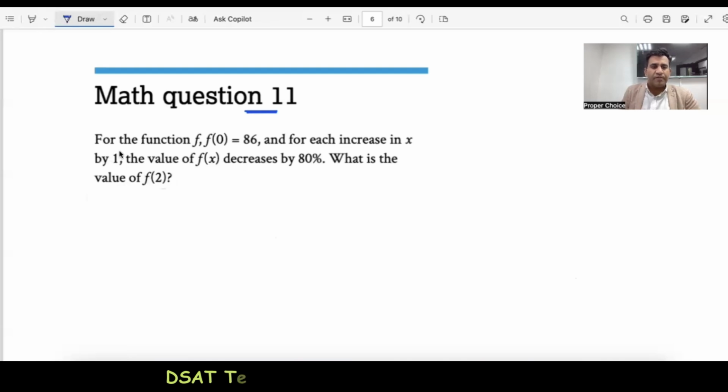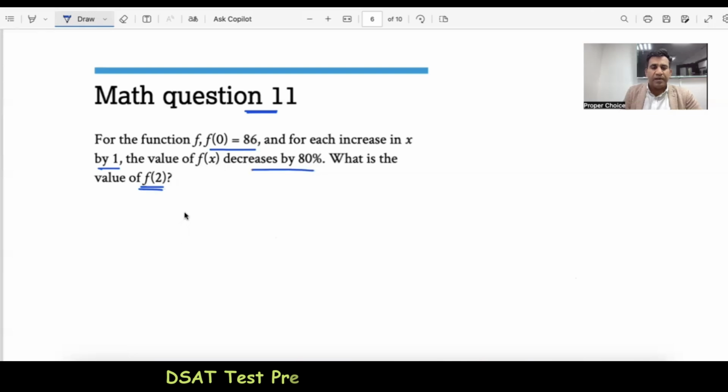Question 11 says, for the function f, f of 0 is equal to 86, and for each increase in x by 1, the value of f of x decreases by 80%. What is the value of f of 2? What they're trying to say is, when the x value is 0, the result is 86. When x increases by 1, meaning when the value of x is 1, its result is decreasing by 80%.